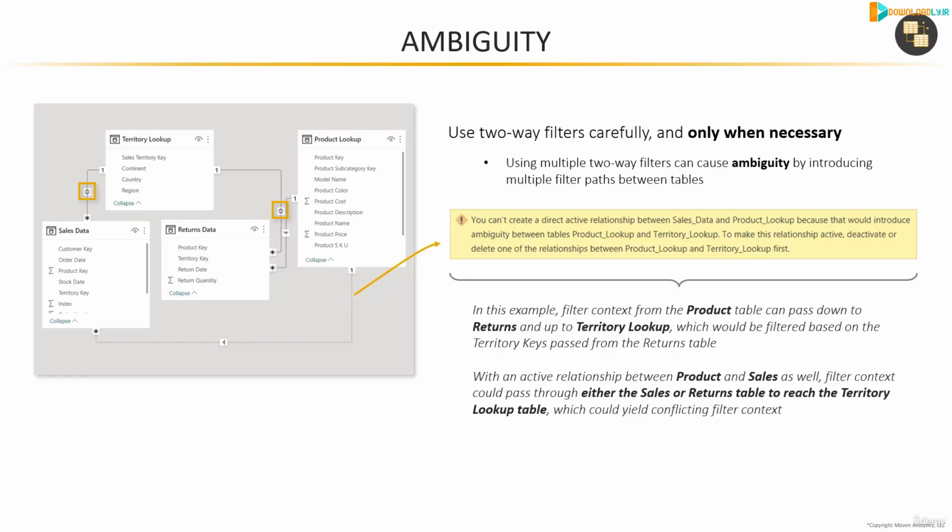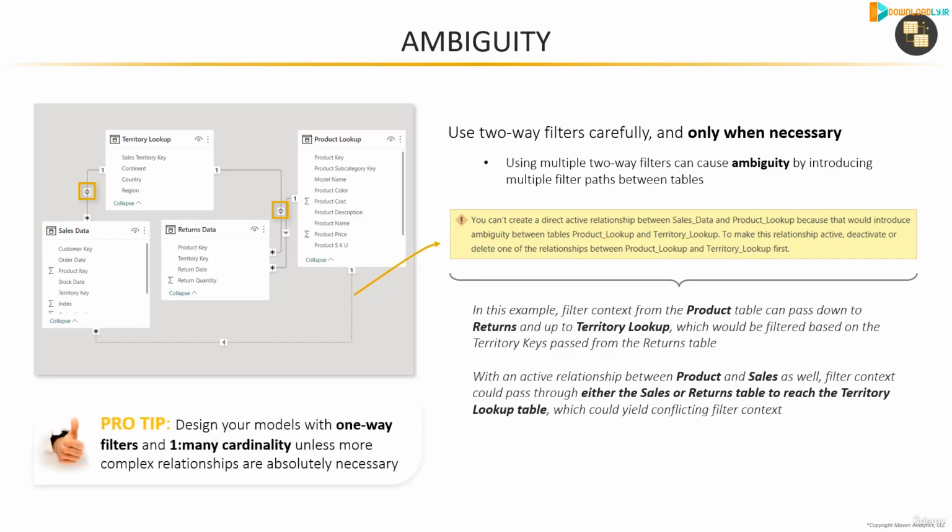So this is definitely a pretty nuanced topic, but the key takeaway here, my pro tip for you, is to always try to design your models with simple one-way filters and one-to-many cardinality, unless more complex relationships are absolutely necessary. There are some cases where bidirectional filters or different types of cardinality are required, but for the vast majority of models, one-way filters and one-to-many cardinality will get the job done. So last thing I want to do here is take these concepts that we've been talking about, bidirectional filtering and ambiguity, and show you what they look like inside of the Power BI environment.